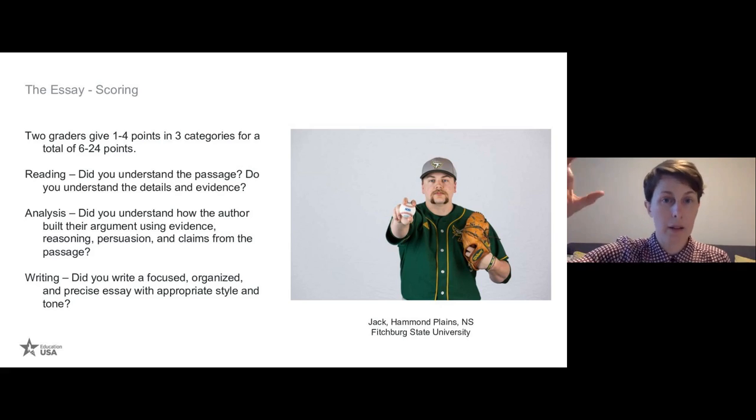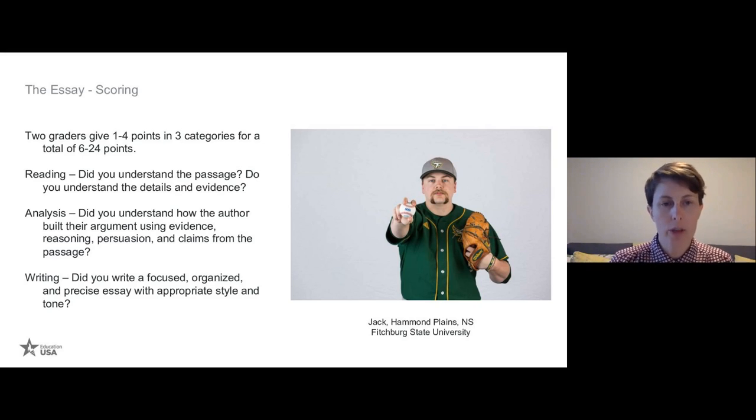Analysis, which is the higher level piece: did you understand how the author built their argument using evidence, reasoning, persuasion, and claims for the passage? The main thing that you're doing in this essay is analyzing and describing, did the author write a good argument? Yes. And why? How did they make a good argument? What are the rhetorical devices they used to make that argument? What are the examples? So the reading is the more basic level understanding. The analysis is the higher level understanding of why the author chose to do these things. Kind of like function, right?